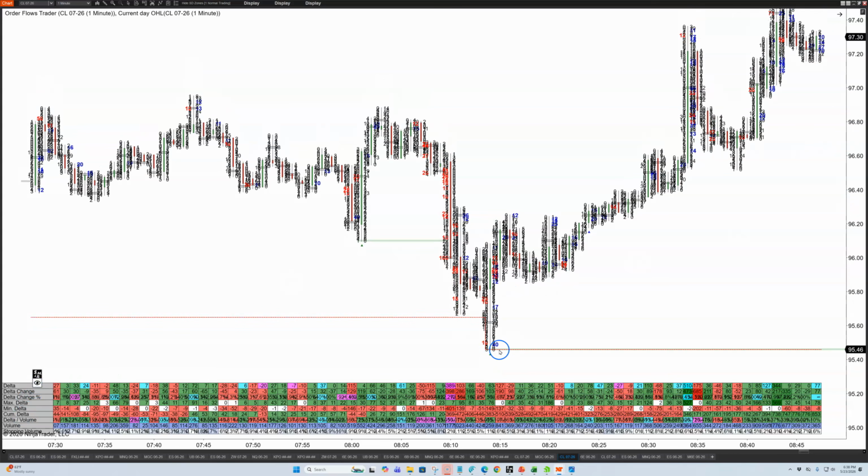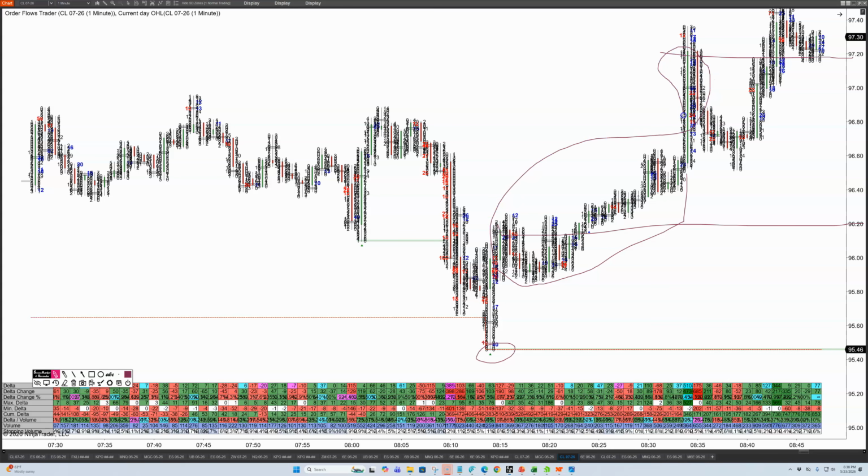It's a little hard to see. This green line right here, this little up pyramid, up triangle, right? And you're talking a move from 96.20 all the way up to 97.20 from about 8:15 to about 8:35. Okay, so about 20 minutes. It's a nice move. So, I mean, that's crude oil, right?